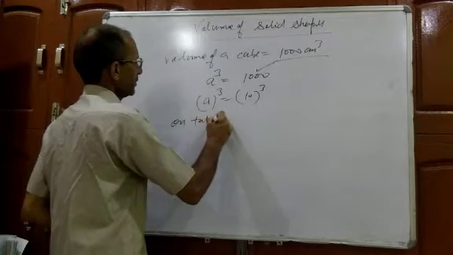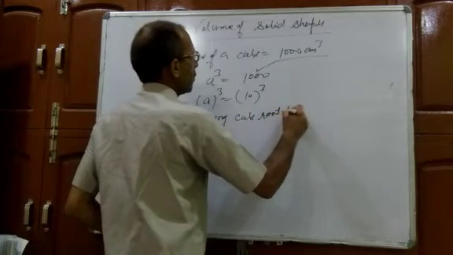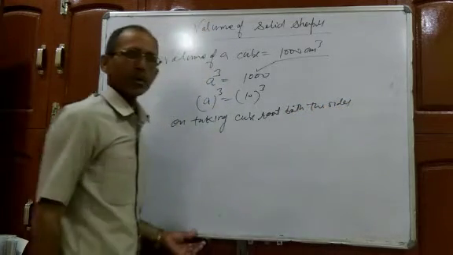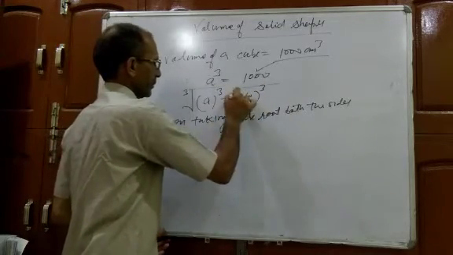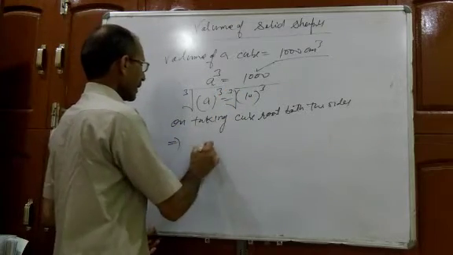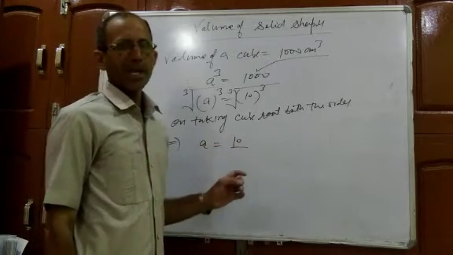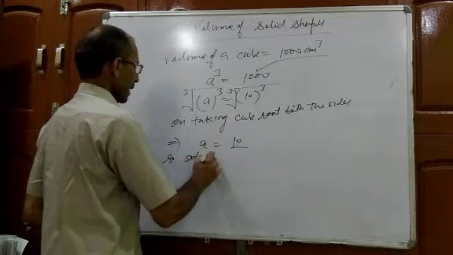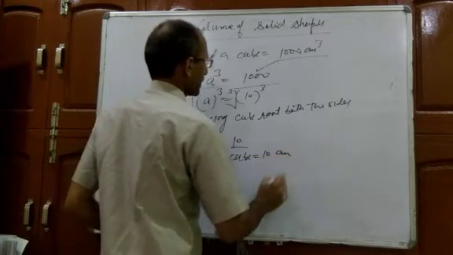On taking the cube root on both sides, this symbol stands for cube root. You know the cube root cancels the cube. So A will be 10. A stands for the side. So the side of the cube is equal to 10 centimeter.